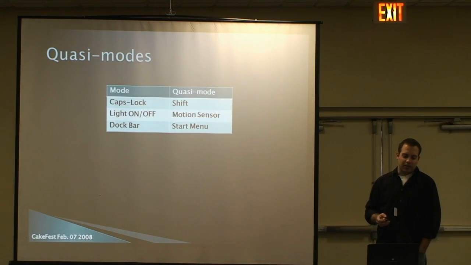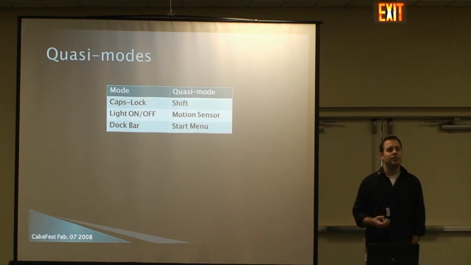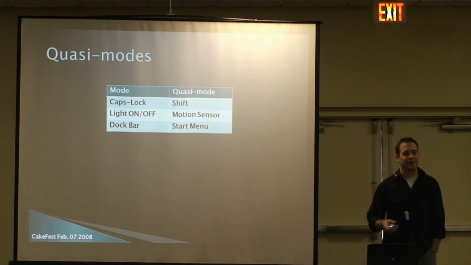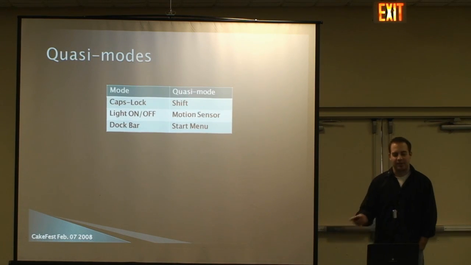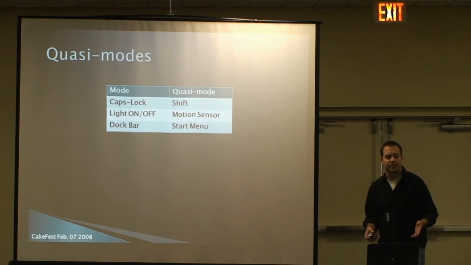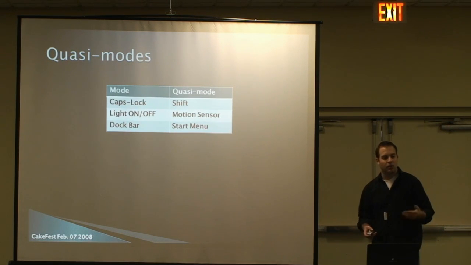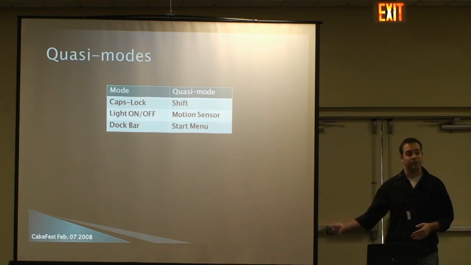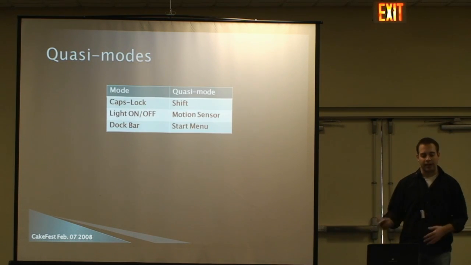Quasi-modes. A quasi-mode is an example of temporarily changing the mode so as not to confuse the user. Caps lock: how many of you have ever hit the caps lock key, started typing, and had everything in caps, and you have to go back and fix it? You just changed the mode of your application, and it wasn't a quasi-mode. It wasn't temporary, as in just wanting to capitalize a single letter. Compare turning a light on or off to a motion-sensored light: you do a gesture, it turns on, but when that gesture ceases, the light goes off.